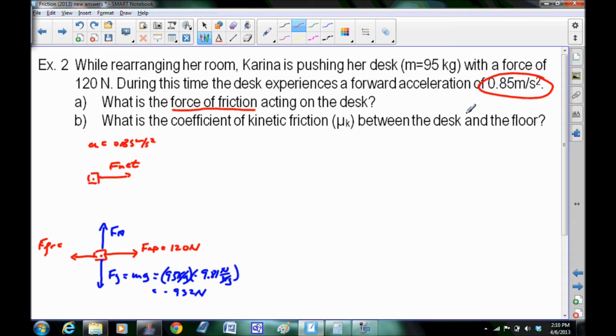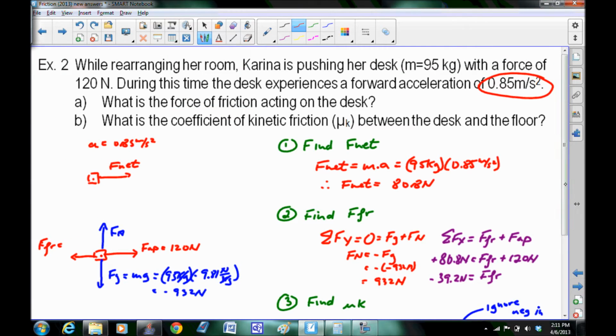So drawing a free body diagram, what we know is that the desk is accelerating at 0.85 meters per second squared, and we'll say forward is going to be positive and up will be positive. So I know my F net is forward. I know that my gravity and normal are going to be opposing each other. So if I know my gravity force, I know my normal force.